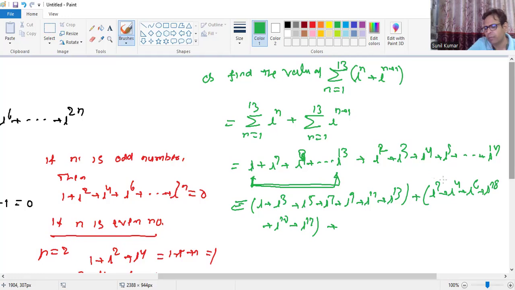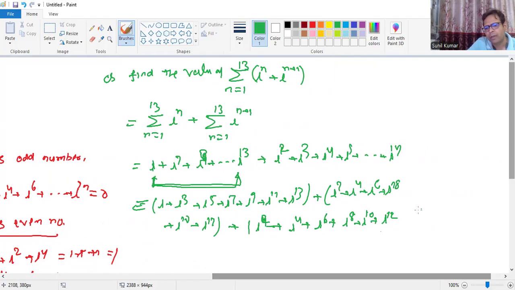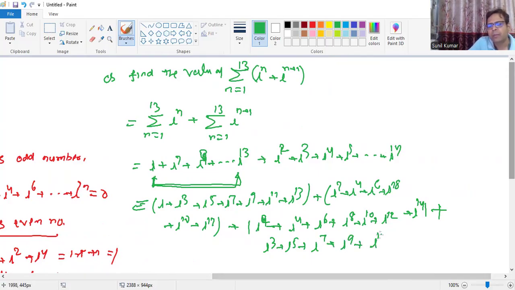Similarly, here also we can do the same way: i squared plus i to the power 4 plus i to the power 6 plus i to the power 8 plus i to the power 10 plus i to the power 12 plus i to the power 14, and so on. The remaining we get here: i cubed plus i to the power 5 plus i to the power 7 plus i to the power 9 plus i to the power 11, up to i to the power 31.